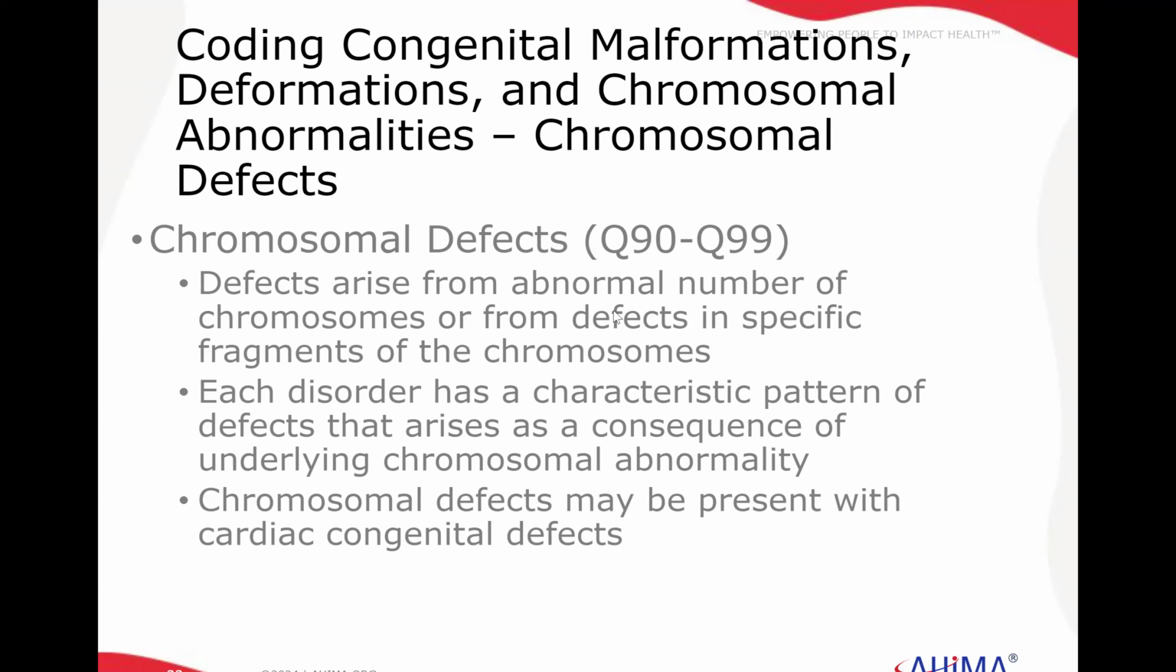And now we get into the chromosomal defects, Q90 through Q99. And these are defects that arise from either an abnormal number of chromosomes or defects on specific sections of the chromosome. And each disorder has a characteristic pattern of defects that arises, and these can be present along with cardiac congenital defects or other defects as well.